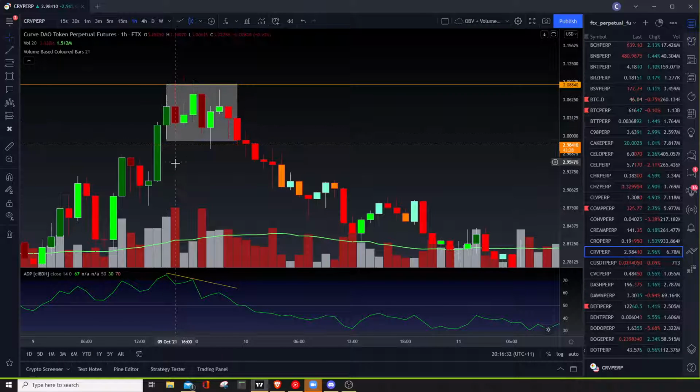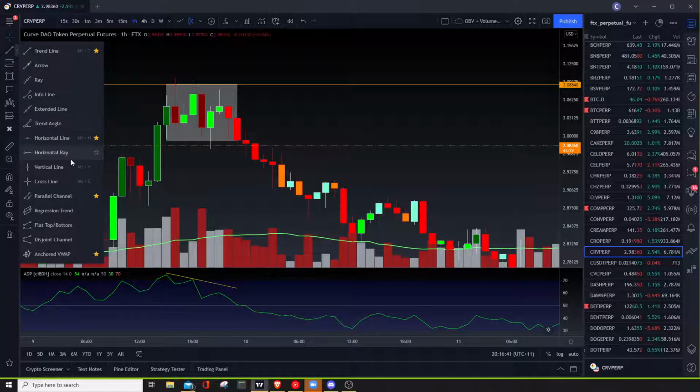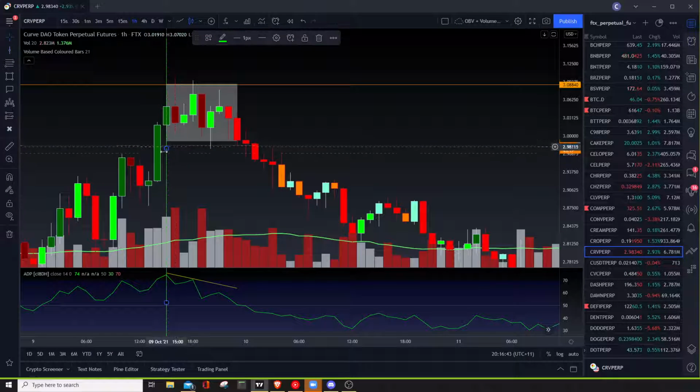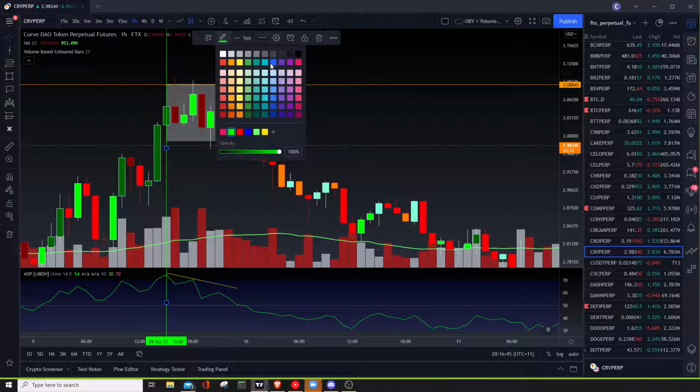Keyboard's not working. So bearish divergence here.